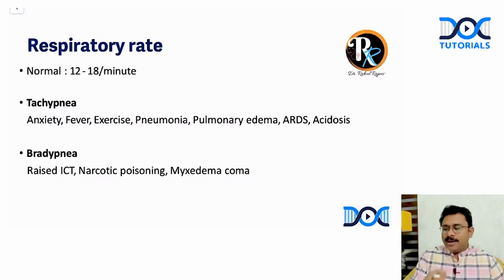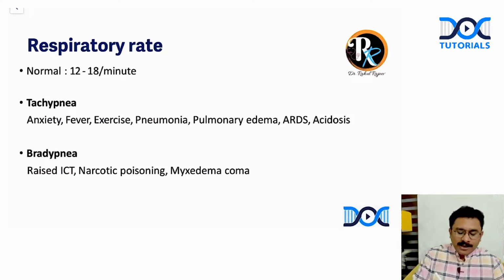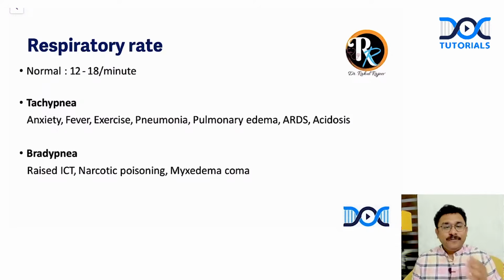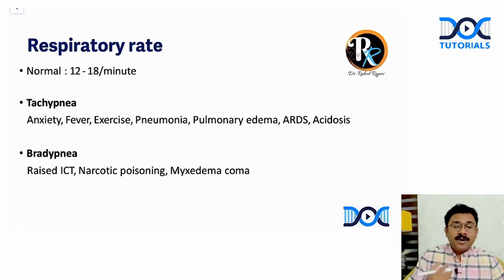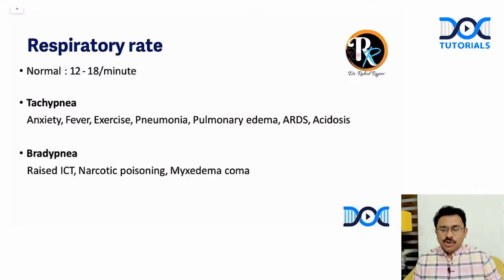And again, you will be asked in your viva, what are the causes of tachypnea, what are the causes of bradypnea. Tachypnea can be due to anxiety, fever, exercise, pneumonia, pulmonary edema, acute respiratory distress syndrome, acidosis. Bradypnea can be due to conditions like raised intracranial tension as a part of the Cushing's reflex, then narcotic poisoning, myxedema, coma. These are some of the causes of bradypnea that you should be aware about.